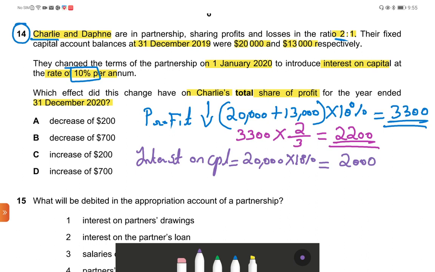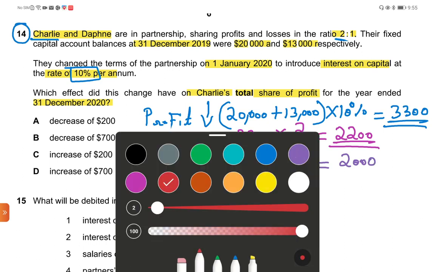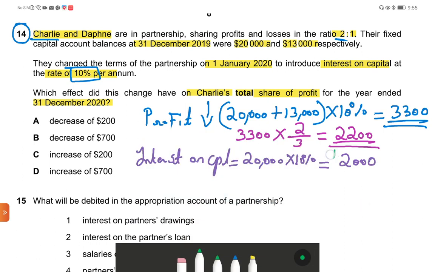So his profit total effect, how much does he get? He gets the amount 2,000, while he loses the amount, how much is he losing? He is losing 2,200. So the net effect is a decrease in his profit. So the correct option is option A. Decrease in 2,200, not 2,000. The net effect is a decrease in 200.